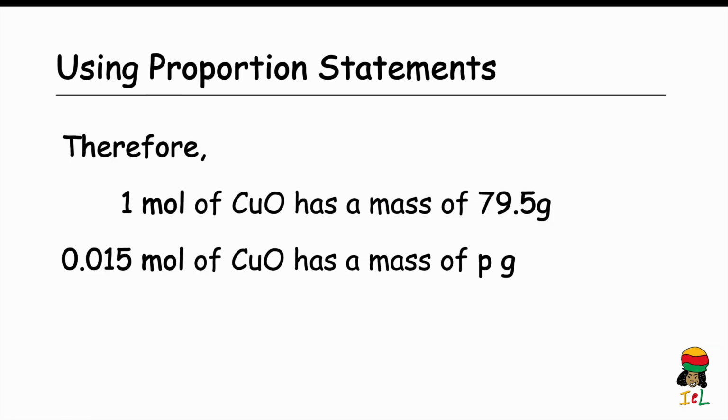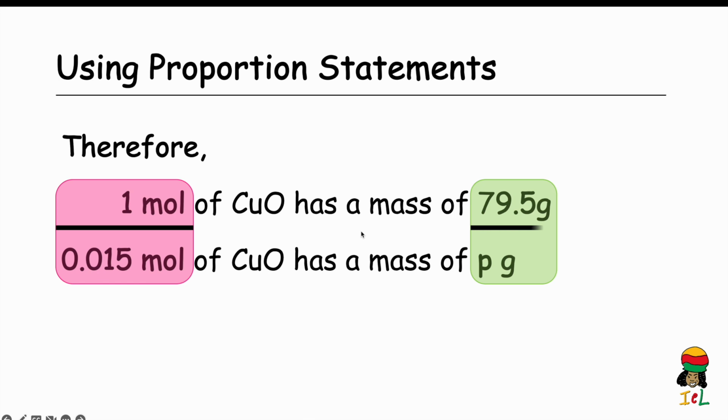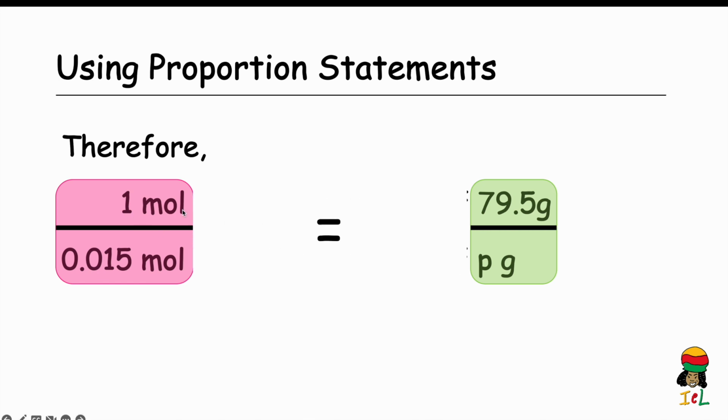Therefore, our proportion statements would be 1 mole of copper oxide has a mass of 79.5 grams. And again, if we start with mole for the second statement, we should also begin with moles. So we have 0.015 mole of copper oxide has a mass of P grams. And P here is the unknown because we don't know that mass. That is what we want to find out. So we're going to create our proportion statements. So we have 1 mole divided by 0.015 mole as our first ratio, and we're going to equate it to the mass ratio, which is 79.5 grams divided by P grams.